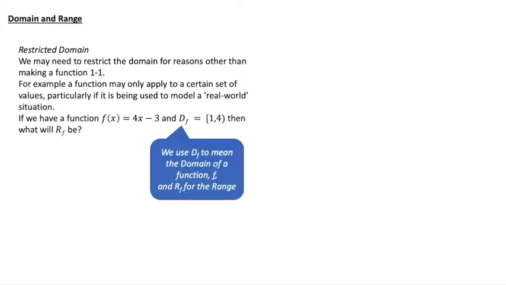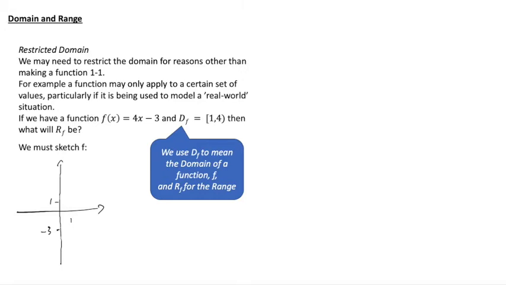Now notice we're using capital D with a subscript of f, meaning the domain of the function f, and we're using capital R with subscript f for the range of f. Now we must in these circumstances sketch f because we can't be sure what's going to happen.